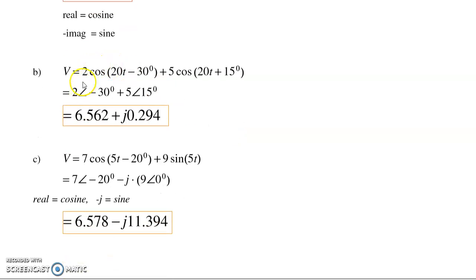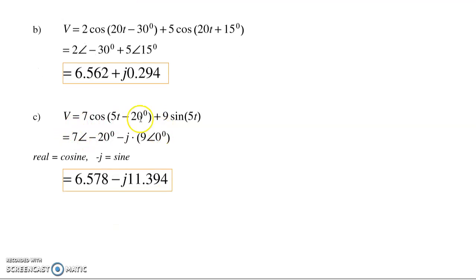For problem 2, this would be 2 at minus 30 degrees plus 5 at 15 degrees. Again, if you have a calculator that does complex numbers, add them up and get a complex number. If you have a calculator that doesn't do complex numbers, get one. The third one is 7 at minus 20 degrees plus 9 at 0 degrees. Sine is minus j. Add these together, I get 6.5 minus j11.